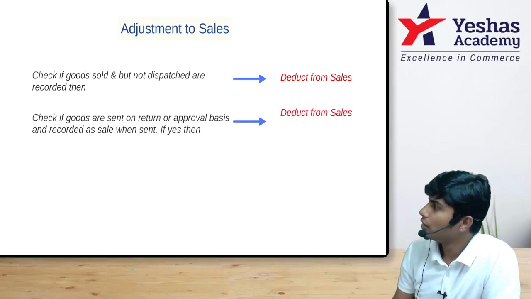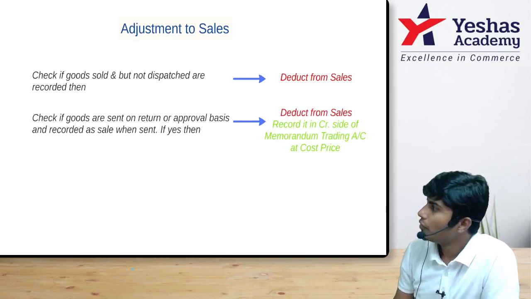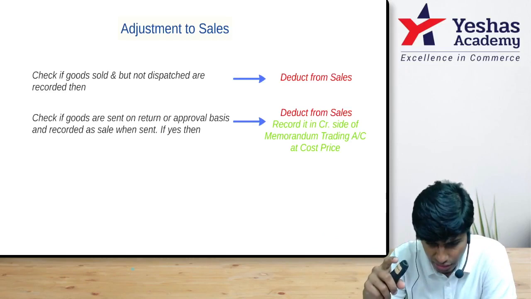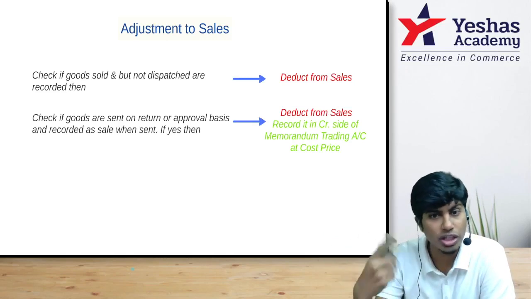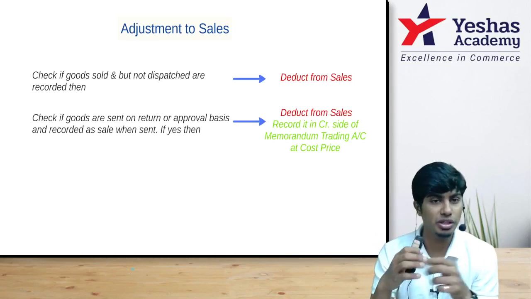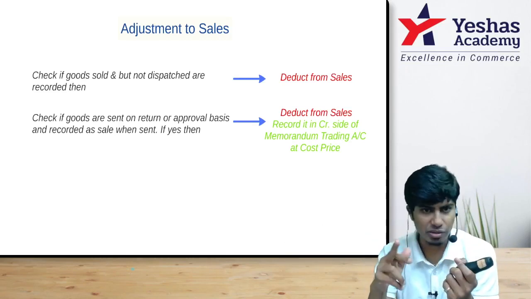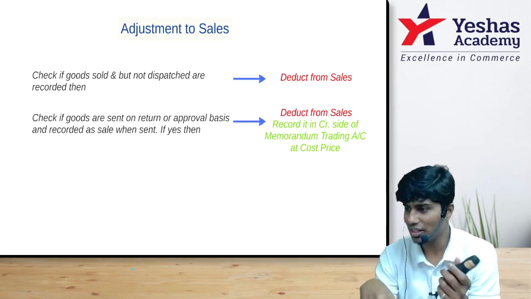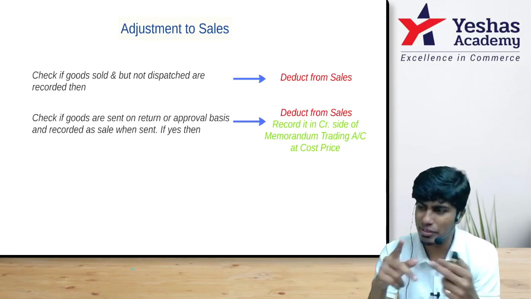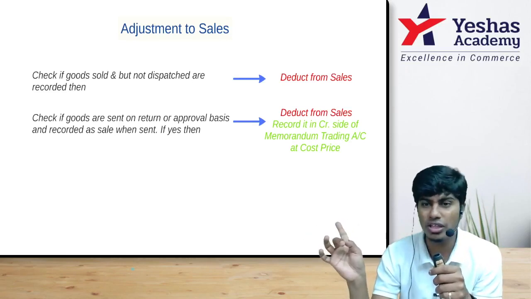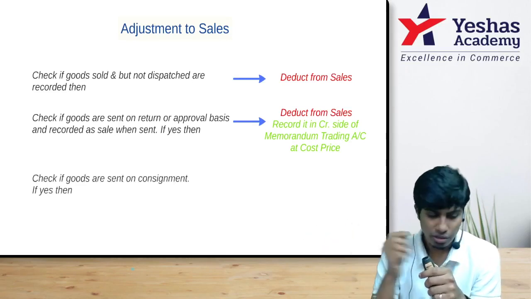We do nothing. Or what do we do? We deduct from sales and record it in the credit side of the memorandum trading account at cost price, because if it is at selling price in sales, we might compute GP on the same. So we deduct from sales, but write it at cost price in the credit side. Got it? Or if you write it at sales and the GP percentage is the same, then you remove GP, then again no problem. Basically, we should not do anything for this. Okay, next one.